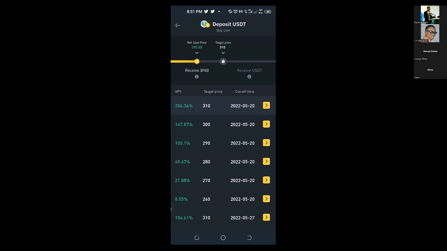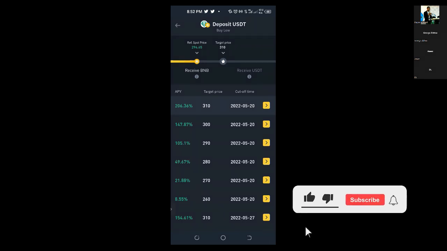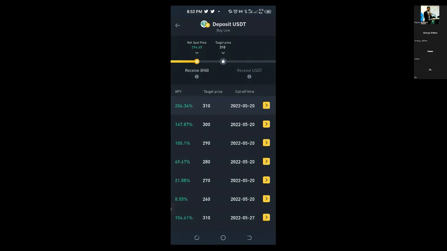Some things you need to note are the delivery date, the target price, and the APY. The APY stands for annual percentage yield. So if it is 206%, and you participated for 7 days, 206 divided by 365 days is calculated by the 7 days you participated, and that will give you the return of the interest you earn. Then the cutoff date is the day your investment will end, which is the delivery date.